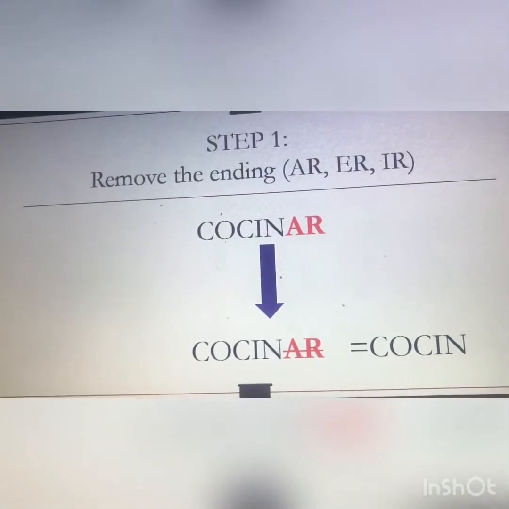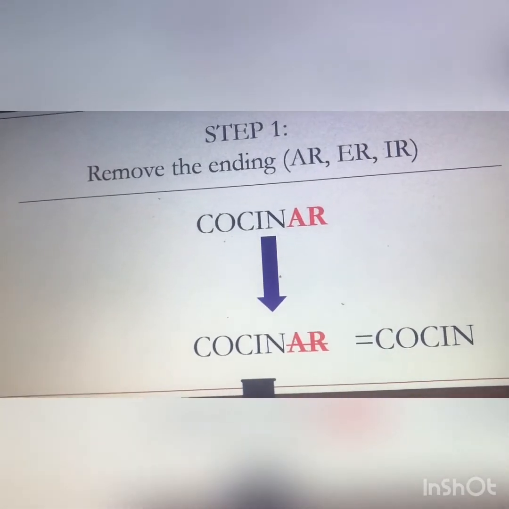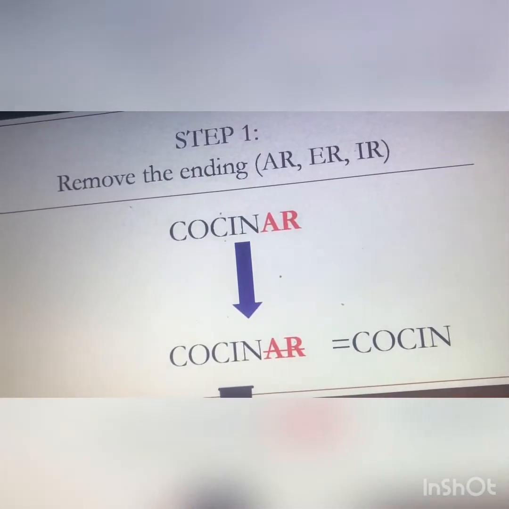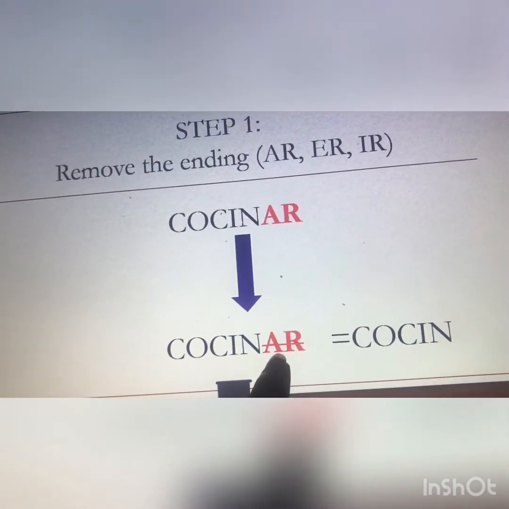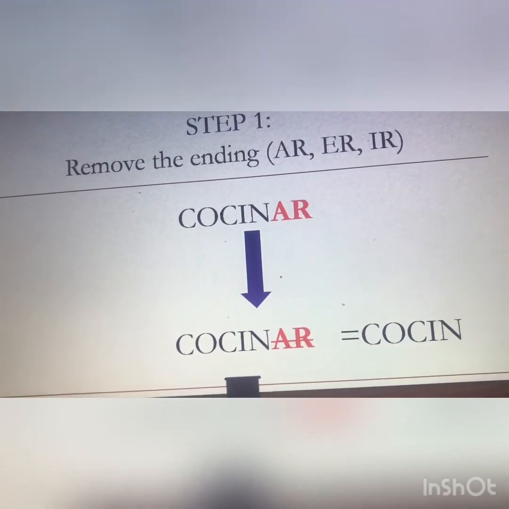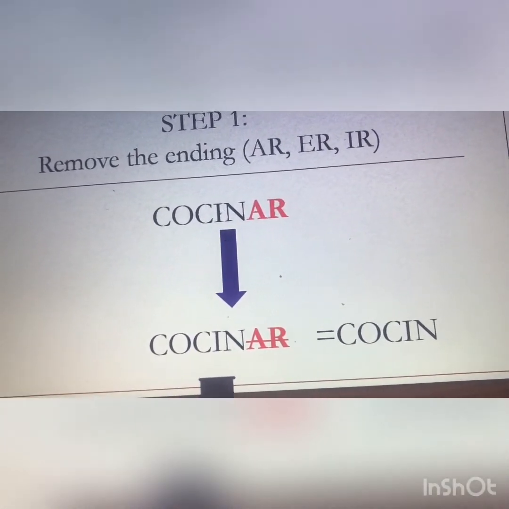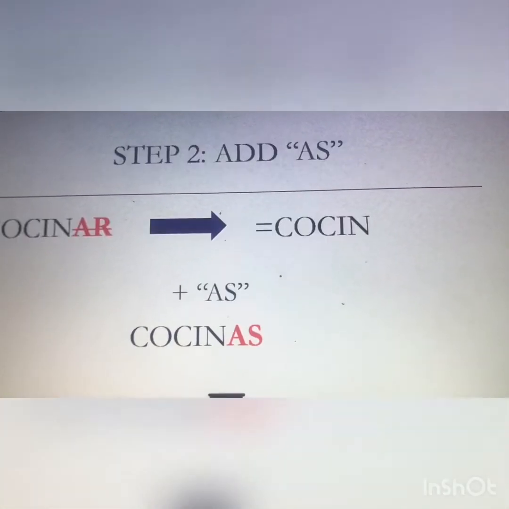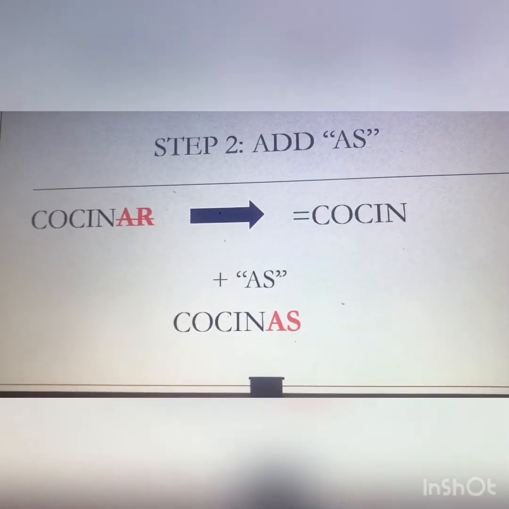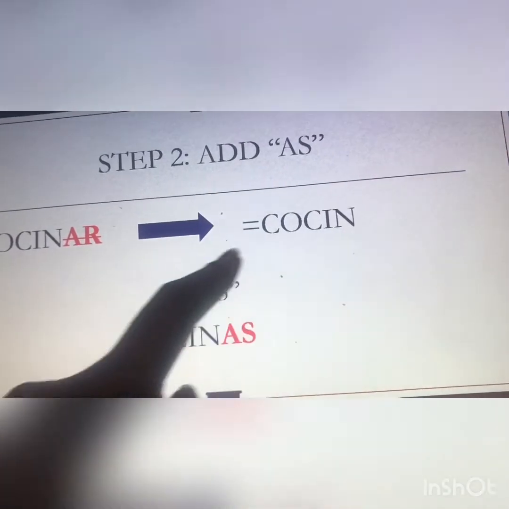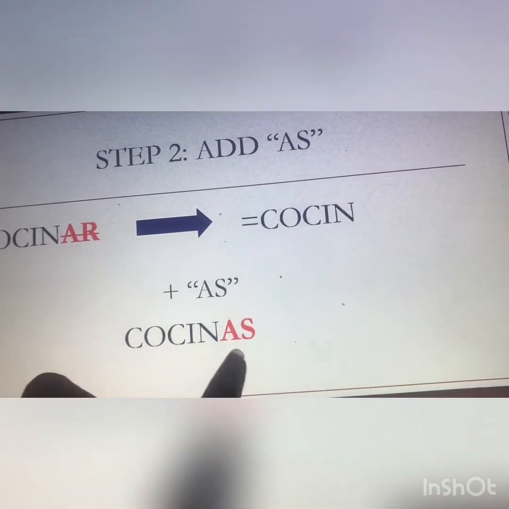So step 1 says that we should remove the ending. In this case, cocinar is an AR verb because it ends with an AR, so we would take off the AR. When we remove the AR, we are left with cocin, C-O-C-I-N. So that's step 1. Step 2 says that we should add an AS. So when we remove the AR, we are left with cocin. We add an AS, so we get cocinas.